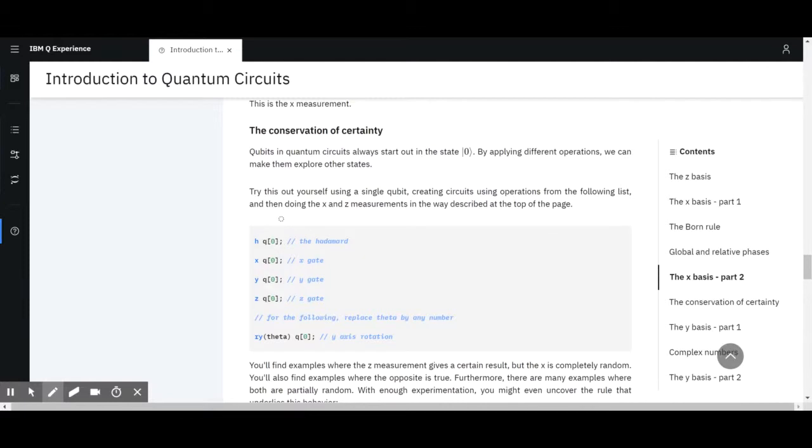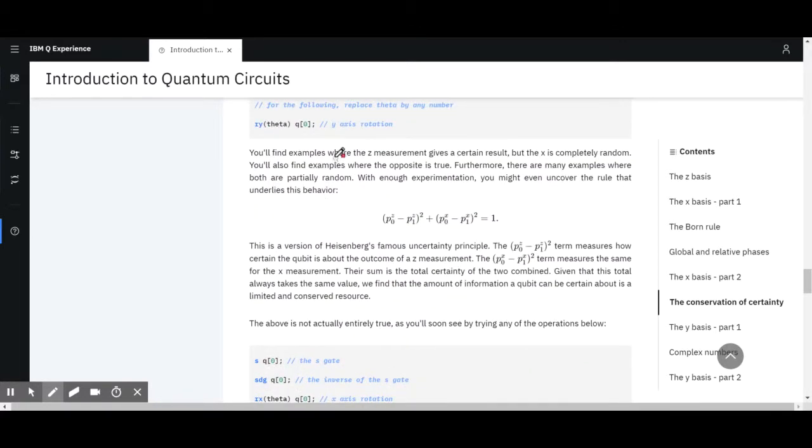Conservation of certainty. We can explore the states, try this out yourself. You'll find examples where the Z measurement gives a certain result, but the X is completely random. You'll find examples where the opposite is true. Furthermore, there are many examples where both are partially random. With enough experimentation, you might even uncover the rule that underlies this behavior. That's what I was trying to get at.